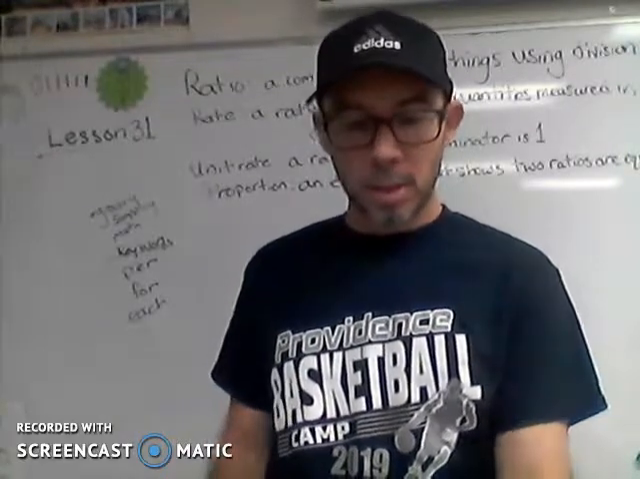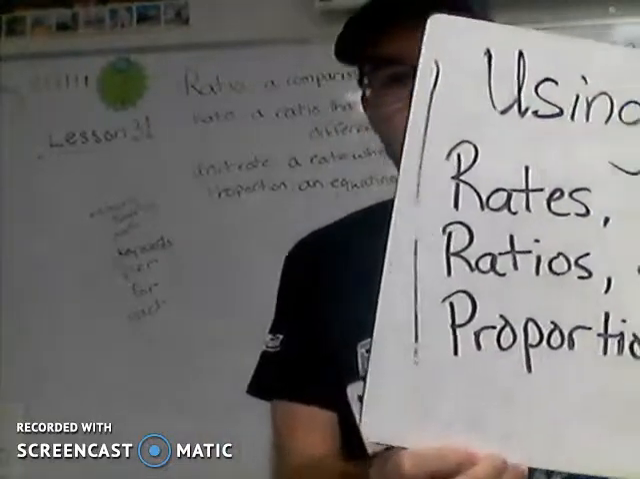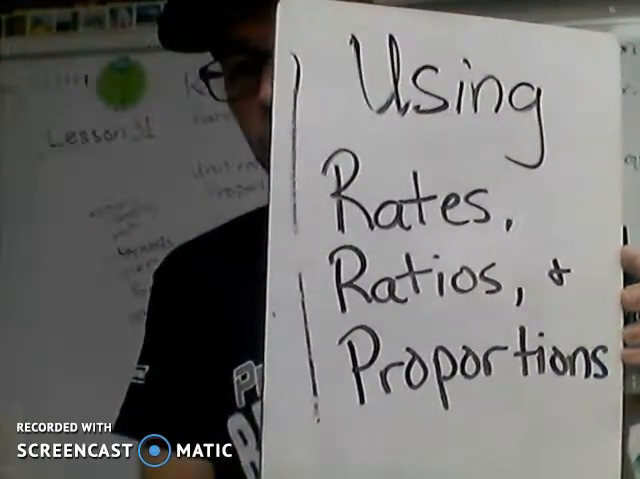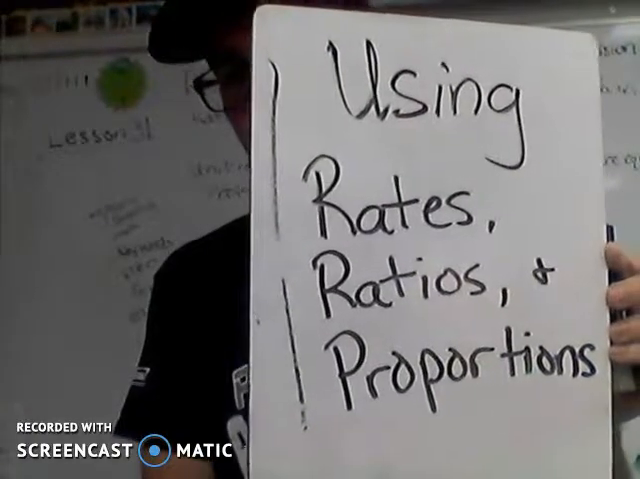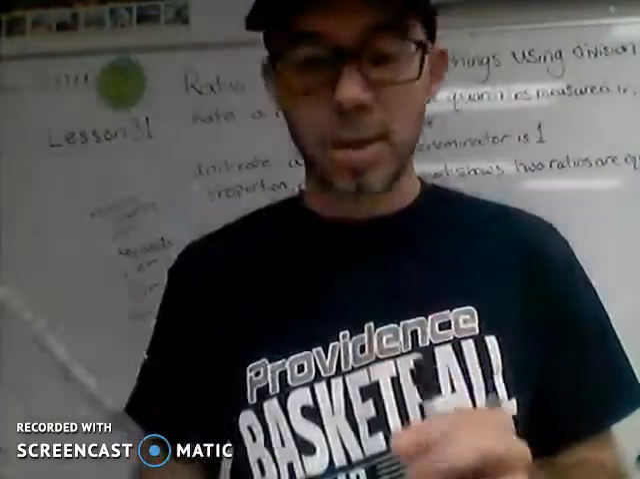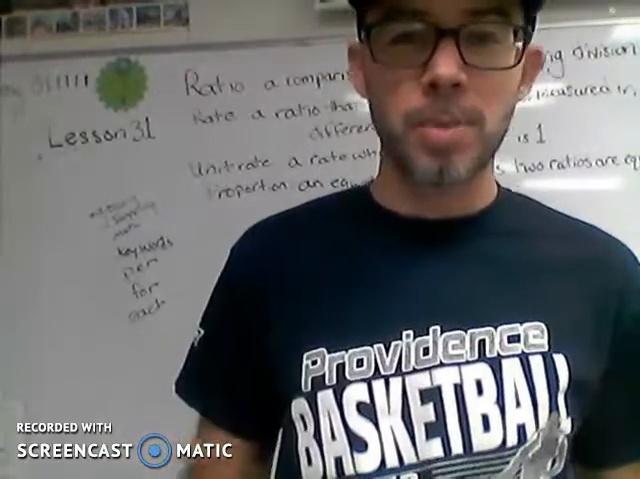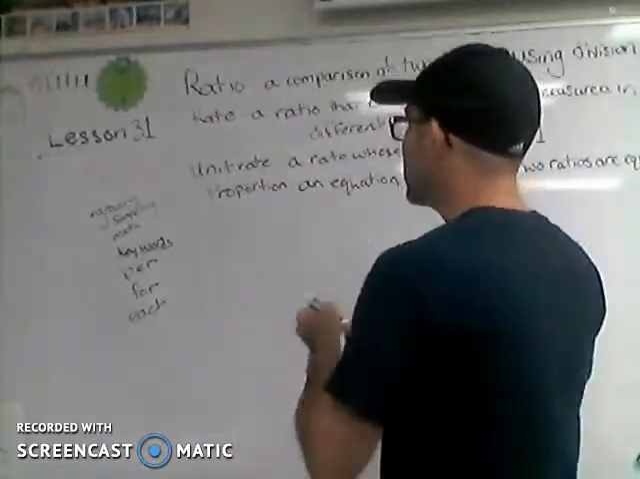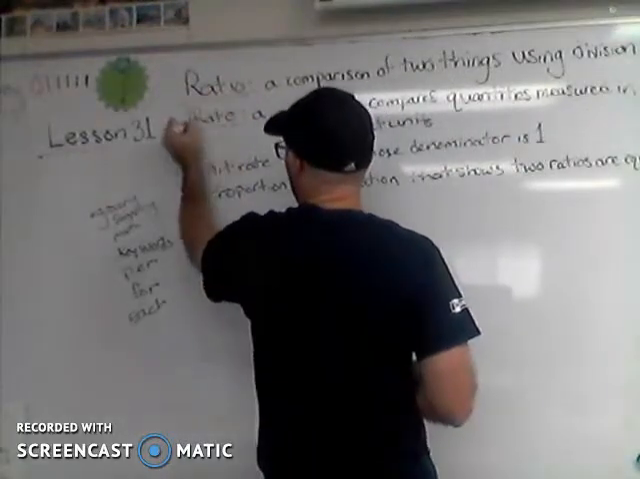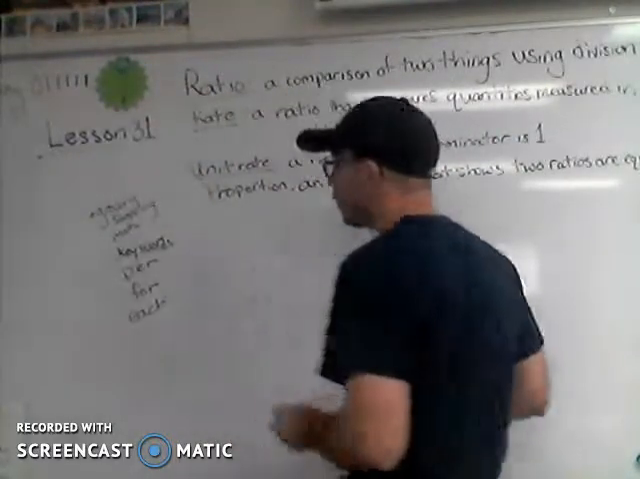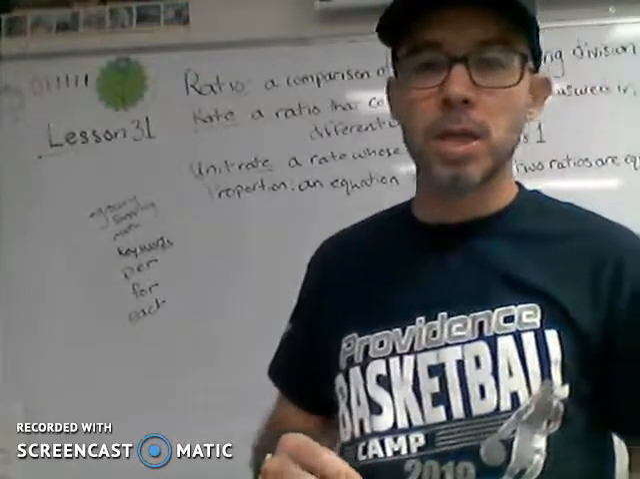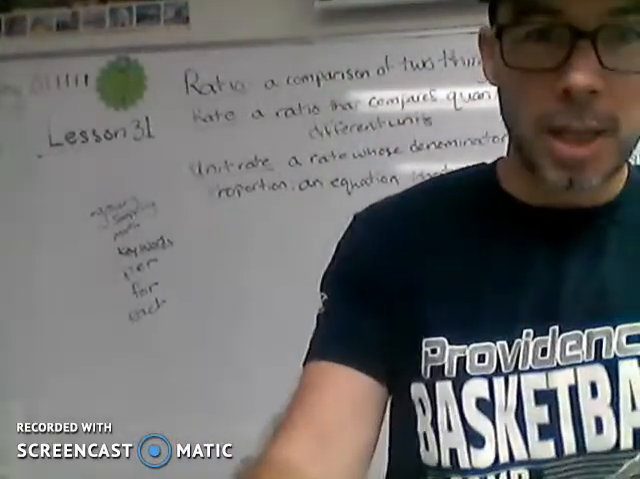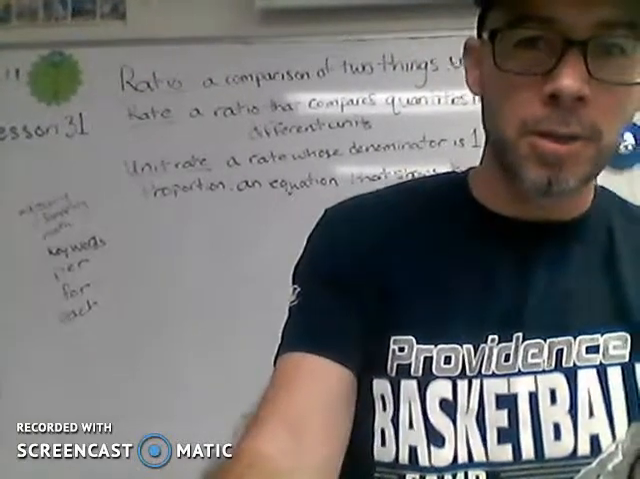Extravaganza. Lesson 31, using rates, ratios, and proportions. Rates, ratios, and proportions. Somehow all these things are related to one another. We've got to start off with some vocabulary. Start off with these first three here today, and then we're going to do some grocery shopping. Make sure that I get all of that in there.